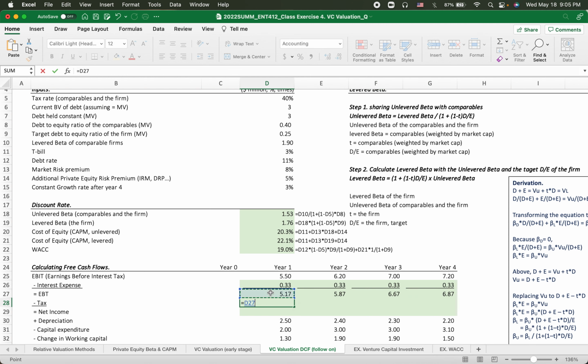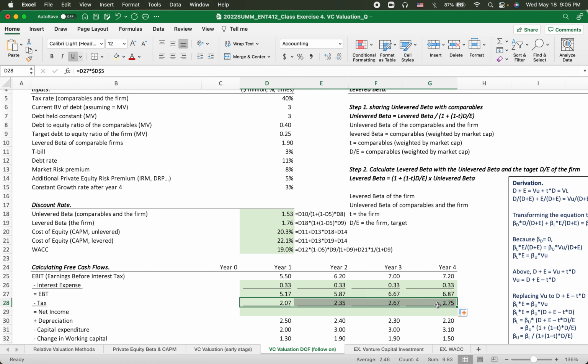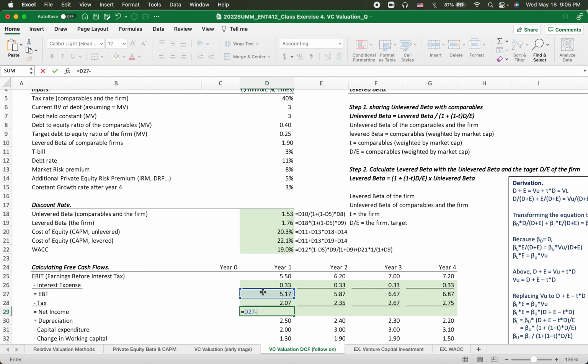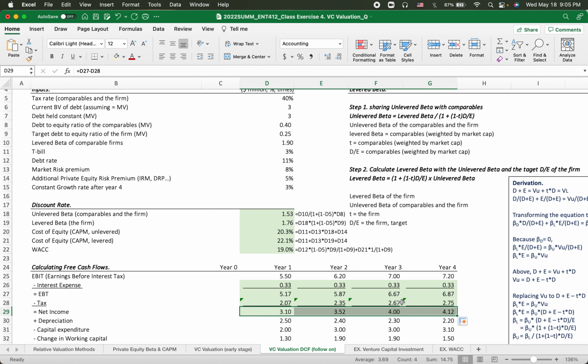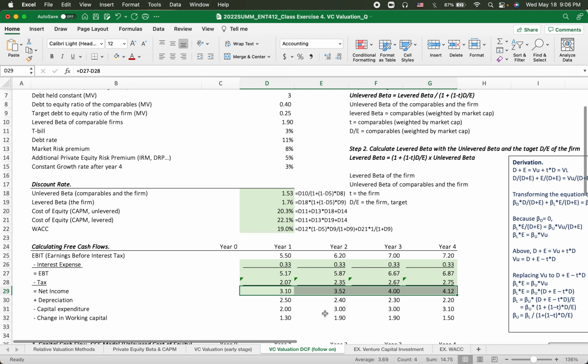Let's calculate the tax expense. So each EBT must now be applied to this 40%, right? I'm gonna fix this 40%. By doing so, when I drag it to the right through the 4 years, it doesn't change, right? So we have tax expenses in each year. Finally, EBT minus tax, we got this net income. Let's move it to the right. So we finally got all the net income throughout the projected years.